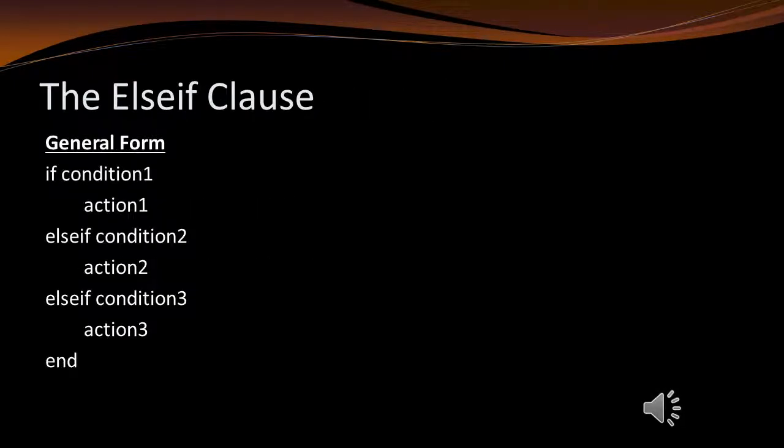The else-if clause. To choose from among more than two actions, the else-if clause is used. The actions of the if, else-if, and else clauses are naturally bracketed by the reserved words if, else-if, else, and end.